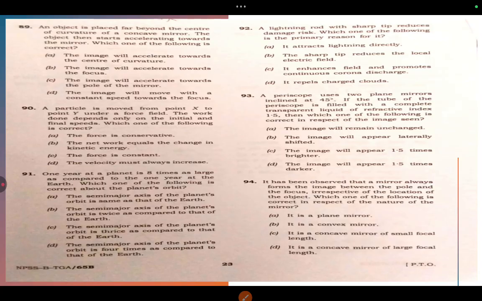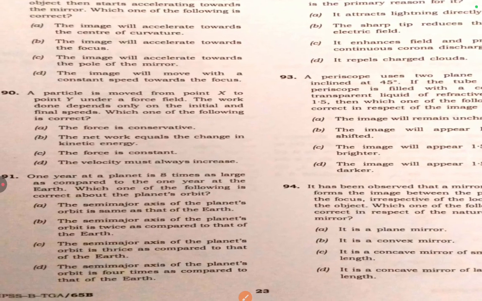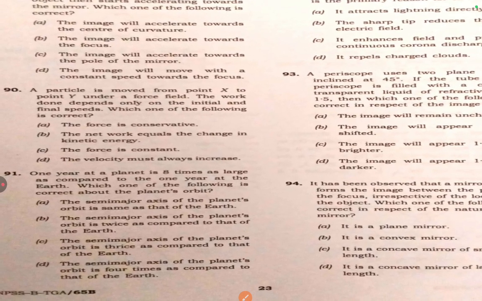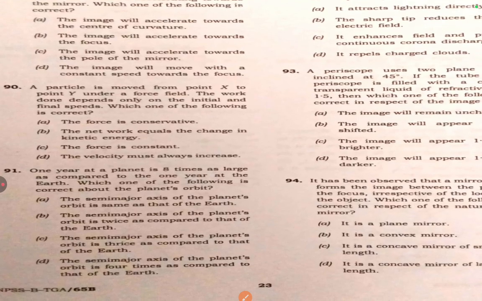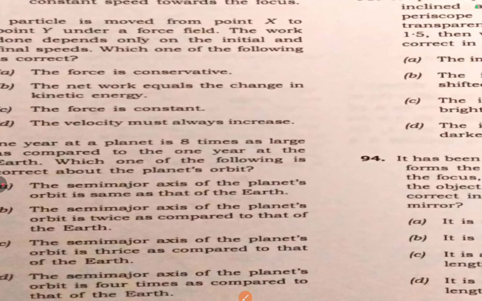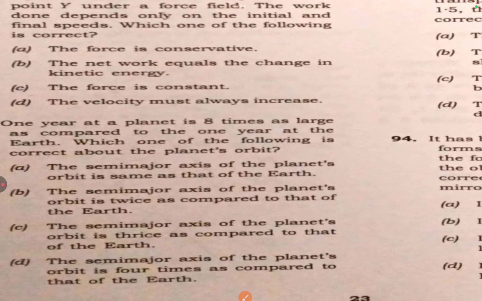Question number 90. I have the question paper, I am reading from the question paper. A particle is moved from point X to point Y under a force field. The work done depends only on the initial and final speed. Which one of the following is correct? The force is conservative. The net work equals the change in kinetic energy. The force is constant.